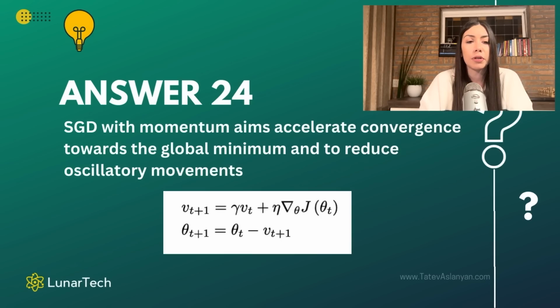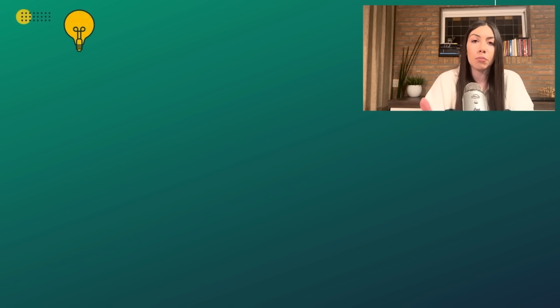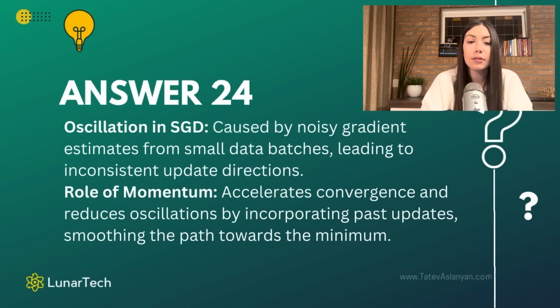So the momentum builds up speed towards the direction of the global optimum with more consistent gradients, enhancing the movement towards this global optimum, so the global minimum of the loss function. And this in turn will improve, of course, the quality of the optimization algorithm, and we will end up discovering the global optimum rather than a local optimum.